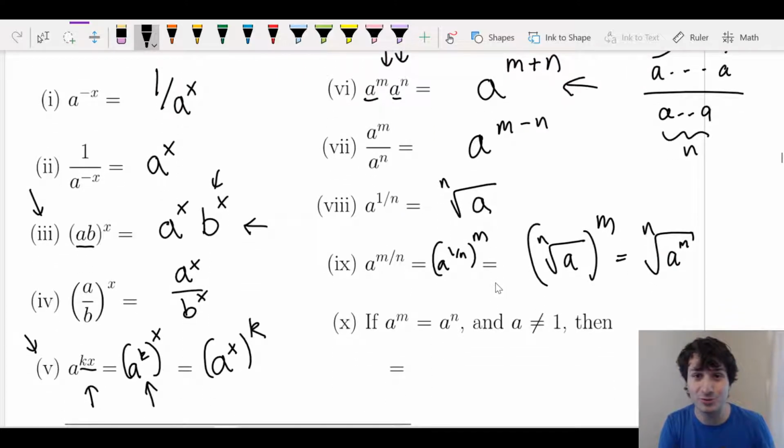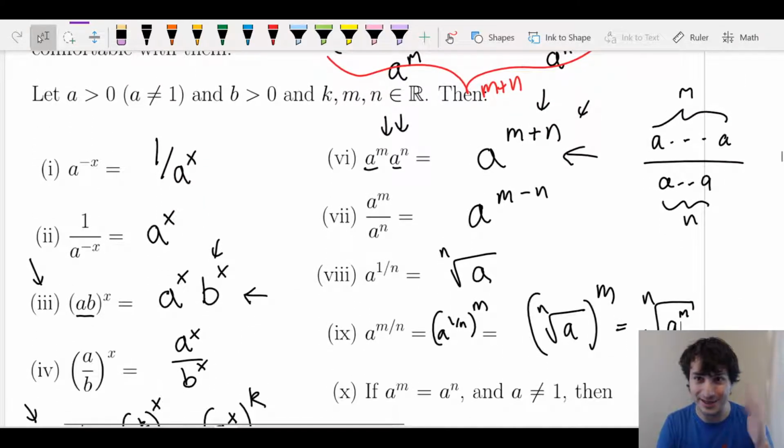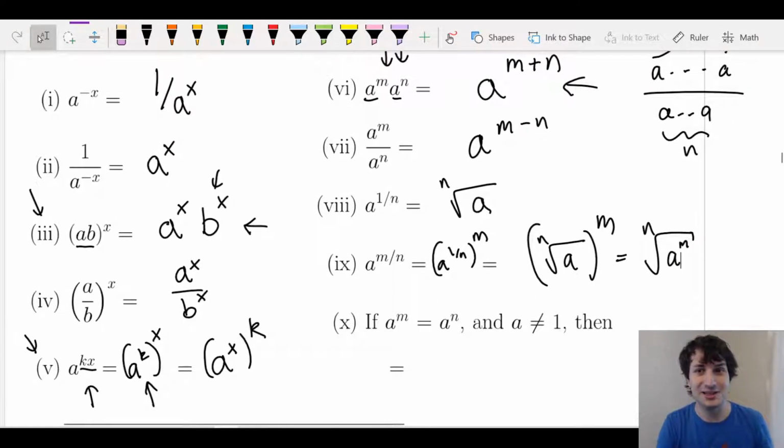Okay, so those are all the rules for simplifying. There's one more sort of logical rule, which I'll go over in a second. But these are the rules, and you're going to be using them a lot. So if you're a little shaky on these, it's totally fine.